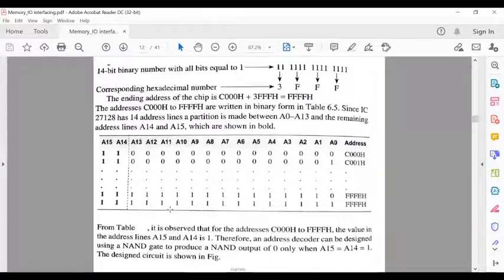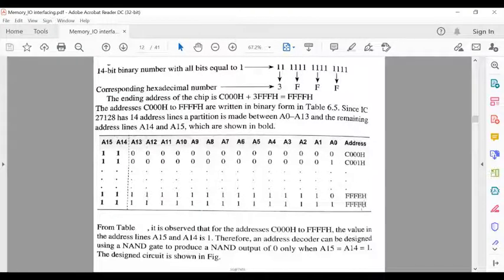From these combinations, you can easily calculate the ending address of this device. How? Take four binary digits for one hexadecimal digit, which is 1111. In hexadecimal, it is F. Then 1111, again F. Then again 1111, next F, and the last 1111 is F. So the ending address will be FFFF. The starting address was C000, the ending address will be FFFF. So this is the 16 kilobytes memory location range.